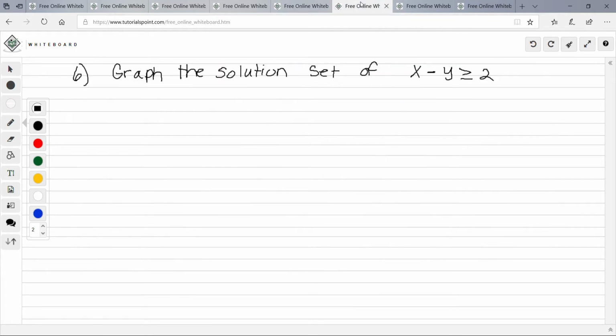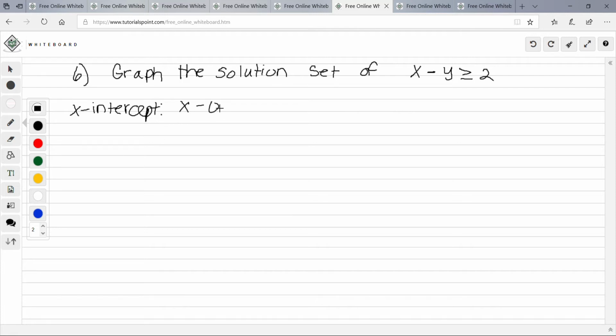Number 3, graph the solution set of x minus y is greater than or equal to 2. There are two ways you can graph this. One way is to figure out the x-intercept and then find the y-intercept. In order to find the x-intercept, plug in 0 for y.